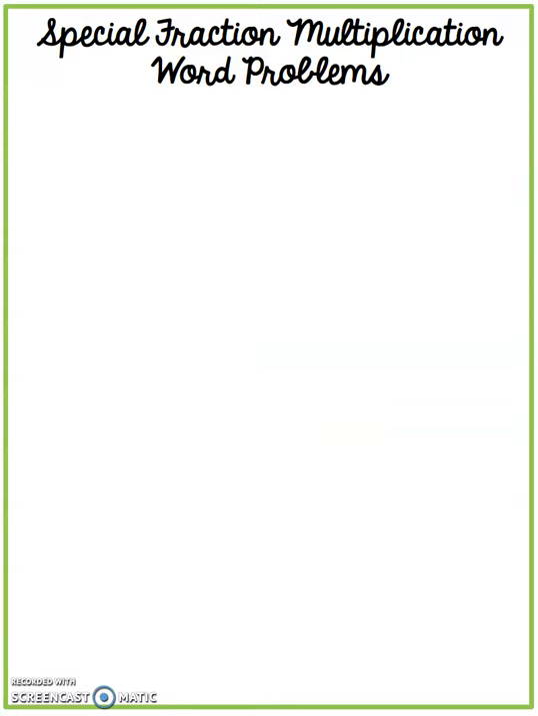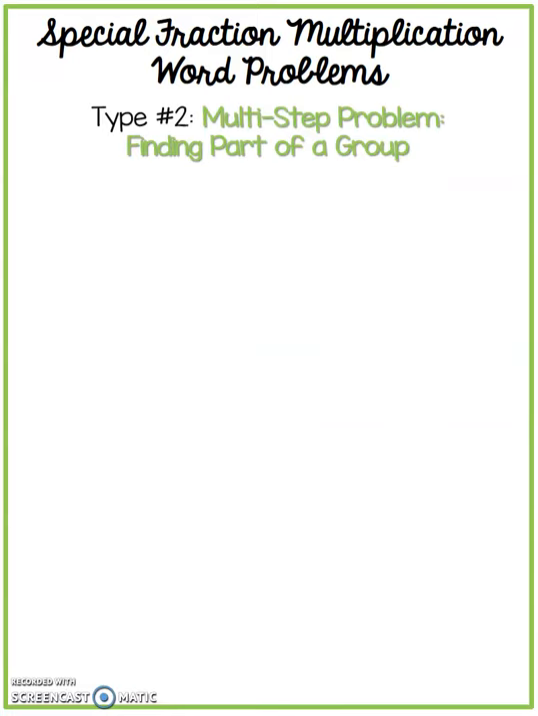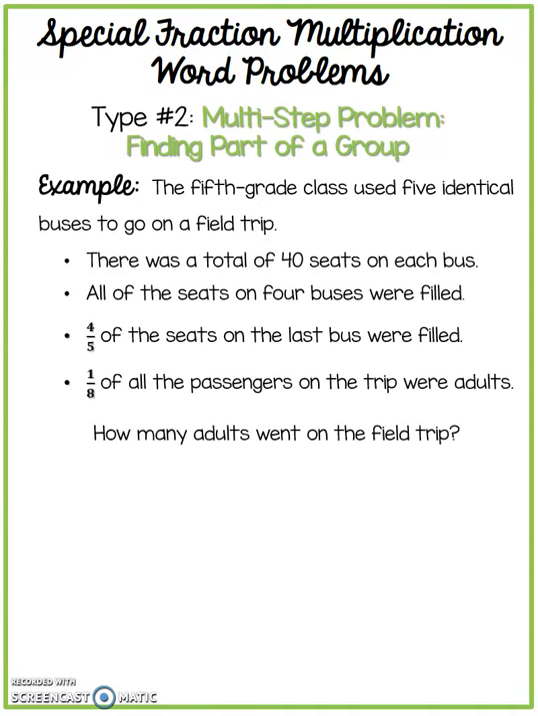Now, the second type of special fraction word problem would be when you're solving a multi-step problem and you need to find part of a group as a piece of the question. So sometimes your questions will look like this. The fifth grade class used 5 identical buses to go on a field trip. There was a total of 40 seats on each bus. All of the seats on 4 buses were filled. 4/5 of the seats on the last bus were filled. And 1/8 of all the passengers on the trip were adults. How many adults went on the trip?